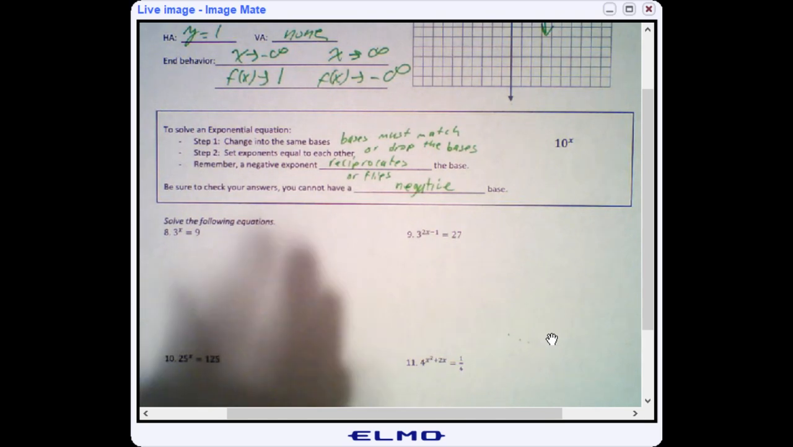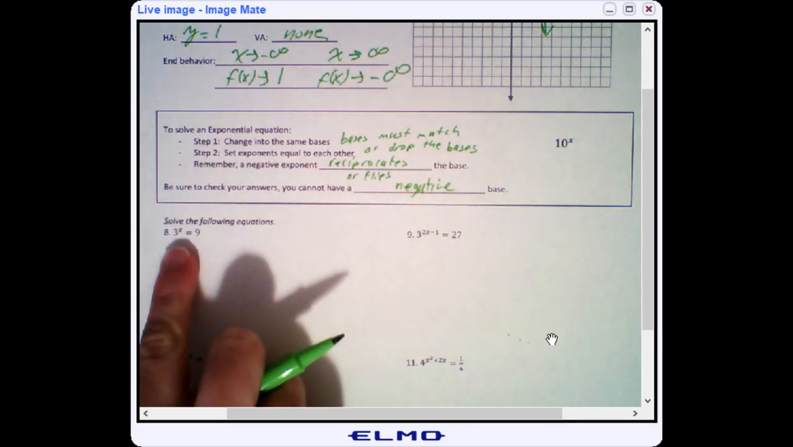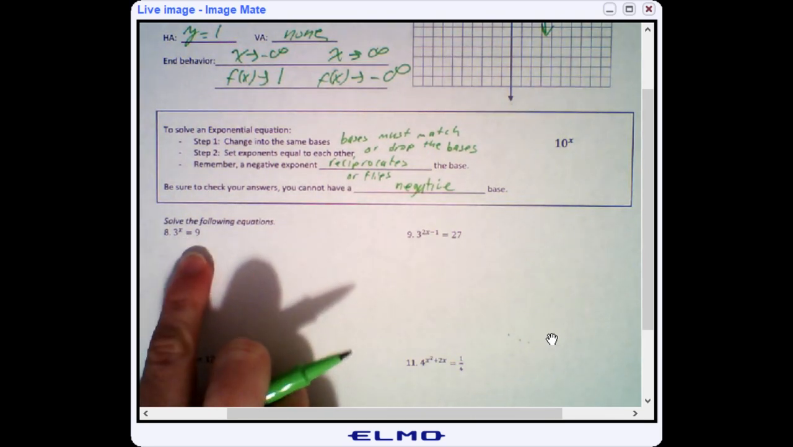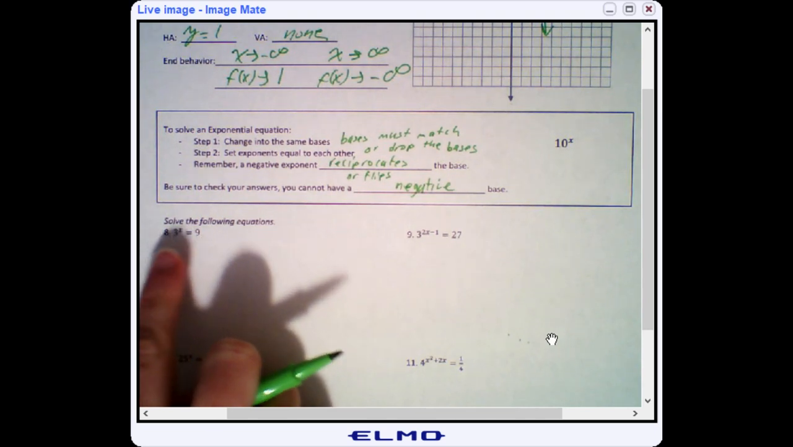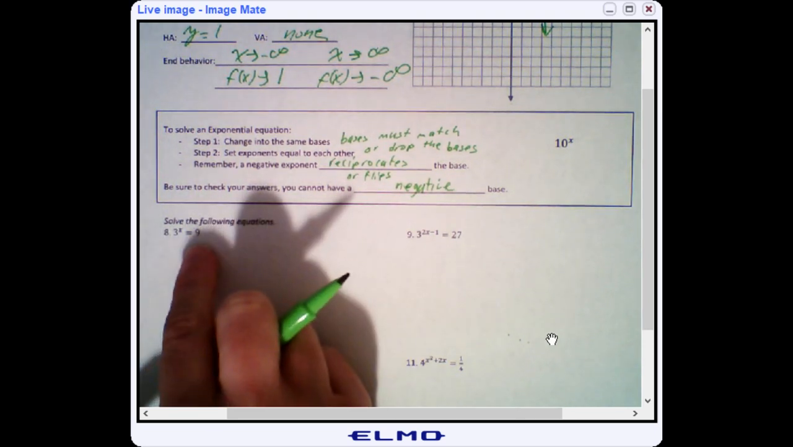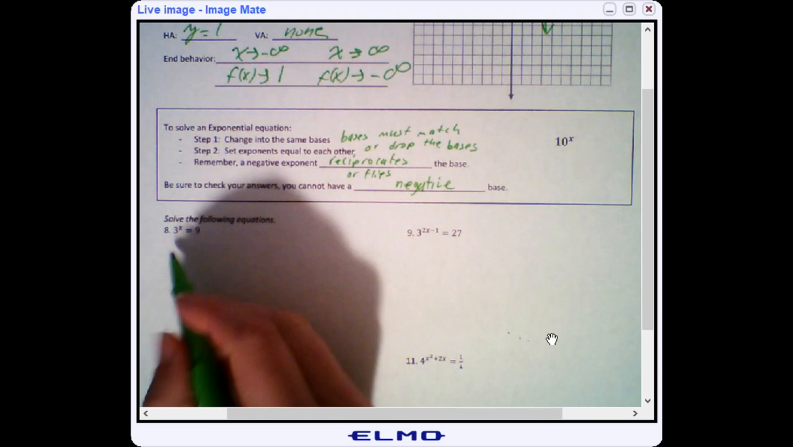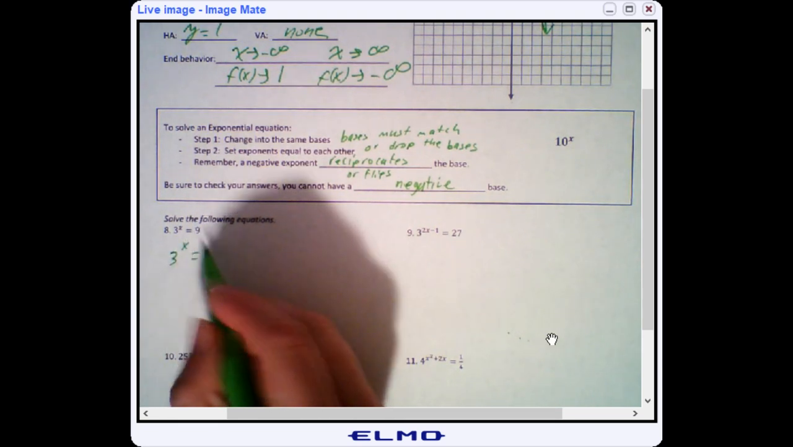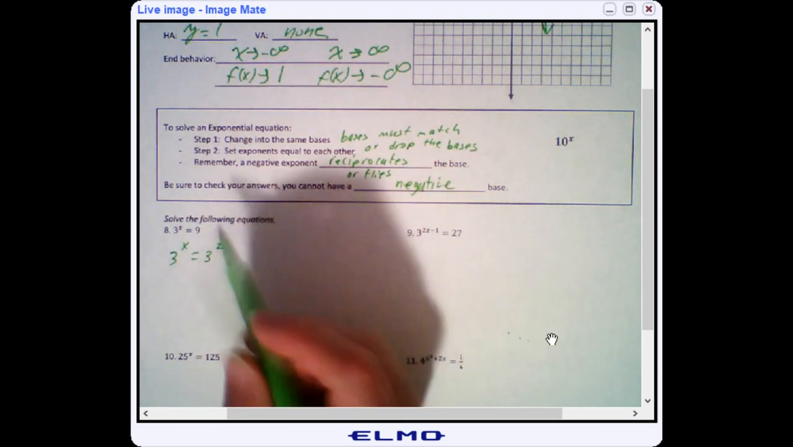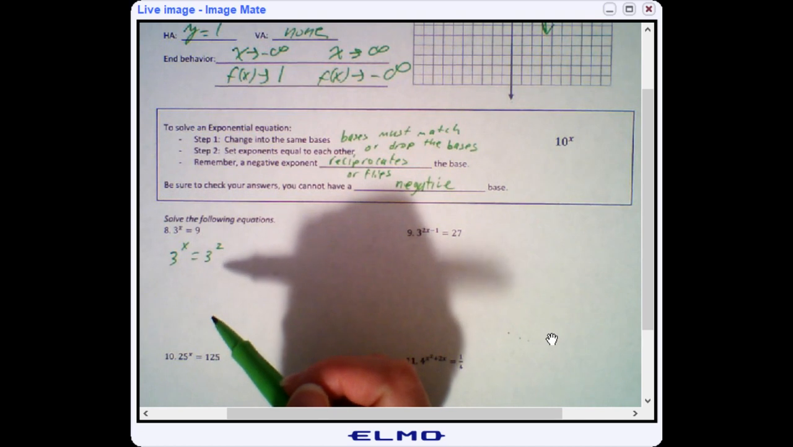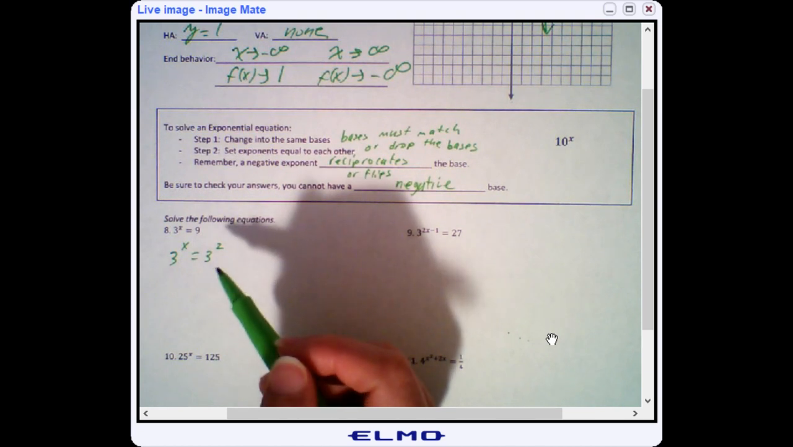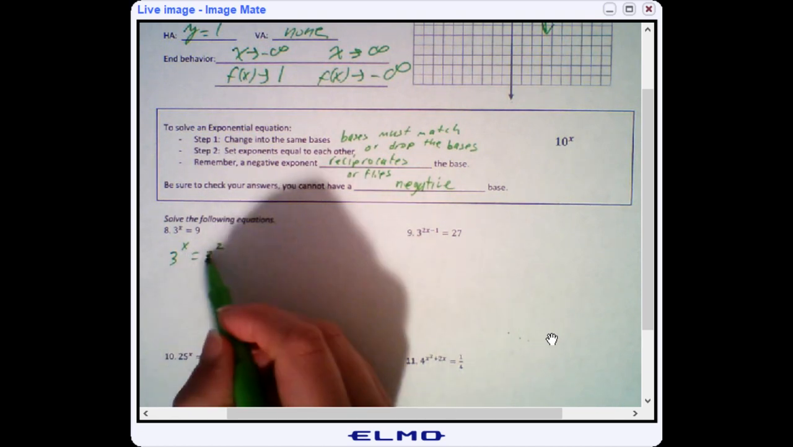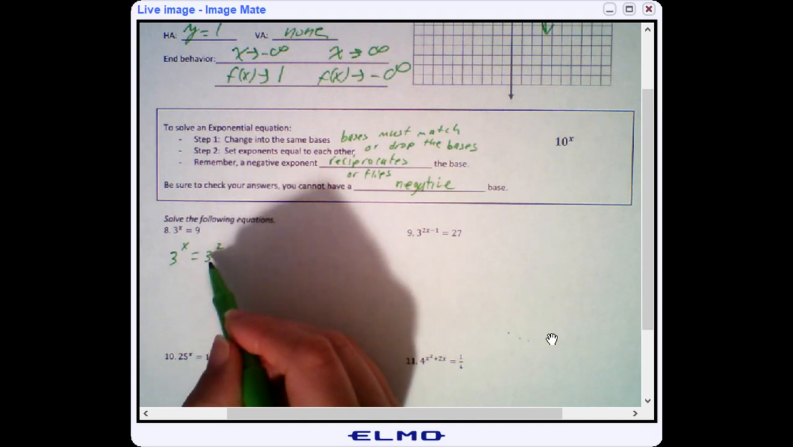So when I look here, I see 3 to the power of x equals 9. They need to have the same base. So I look at my smaller number, 3, and I ask myself, can I rewrite 9 as 3 to a power? I can. I can say 9 is 3 squared. So I'm not changing anything, I'm just changing how it looks. I know 3 squared is 9, so I'm substituting that in. It's becoming less simplified so I can solve.